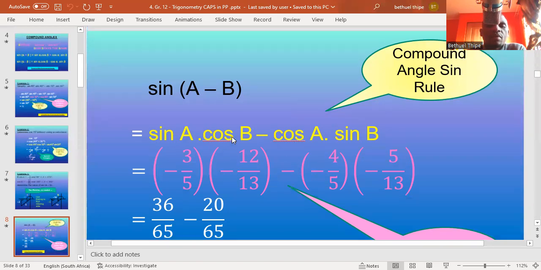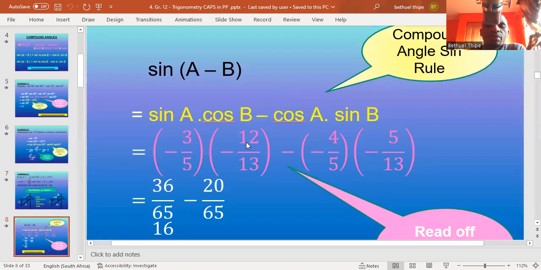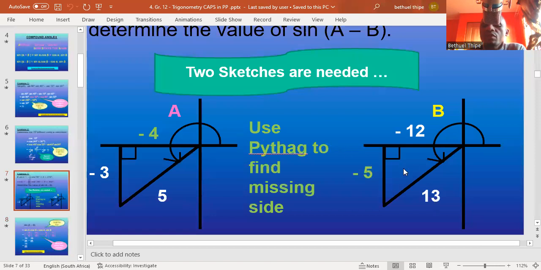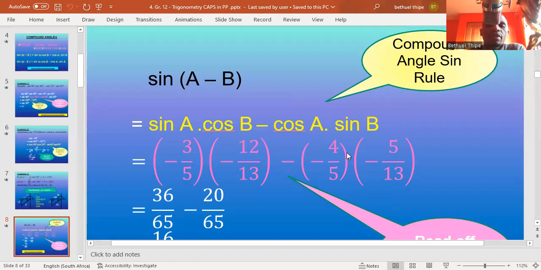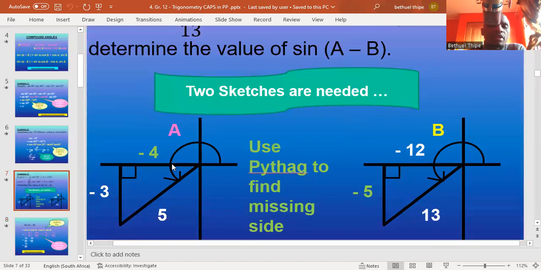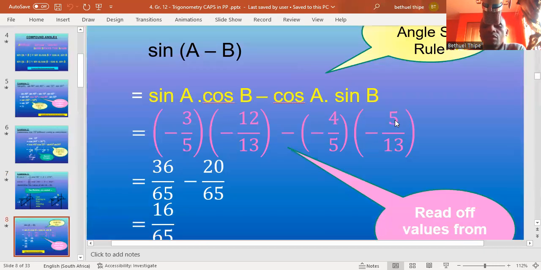When we look at our diagram, we can look at cos B. The cos of B is given by the adjacent, which is minus 12, over hypotenuse, which is 13. That's why here we have minus 12 over 13. And the cos of A, we check the first diagram. Cos of A is minus 4 over 5, because minus 4 is the adjacent, and 5 is the hypotenuse. That's why I have 5 here over the square root of 13.